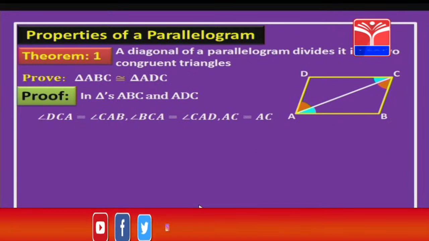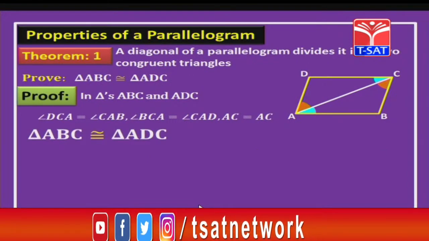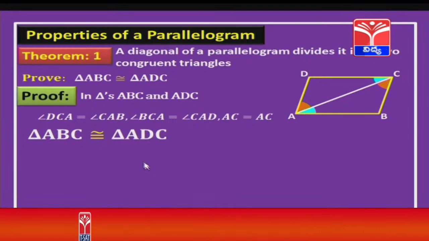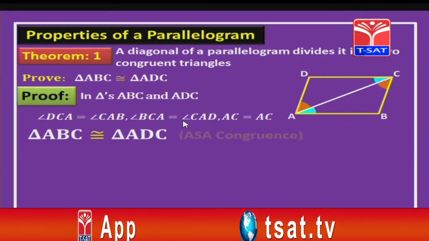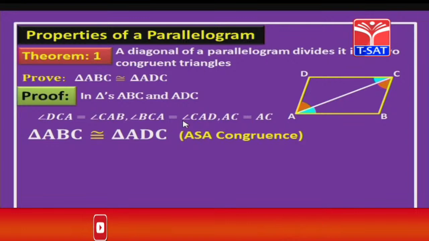So, therefore, what can we write, children? Yes, triangle ABC is congruent to triangle ADC. So, how can we say these two triangles are congruent? Here we have two angles and the included side. So, we can say that by ASA congruency both the triangles are congruent.